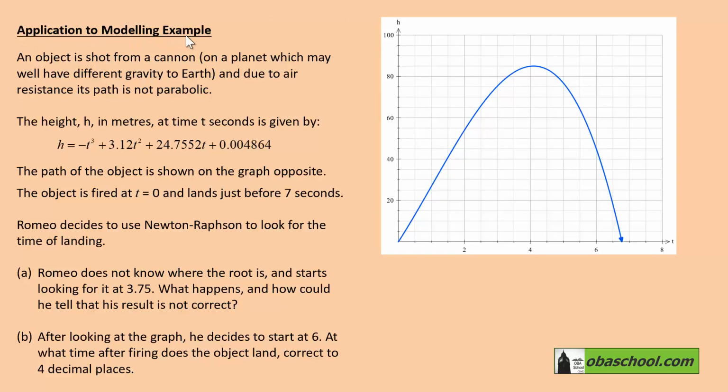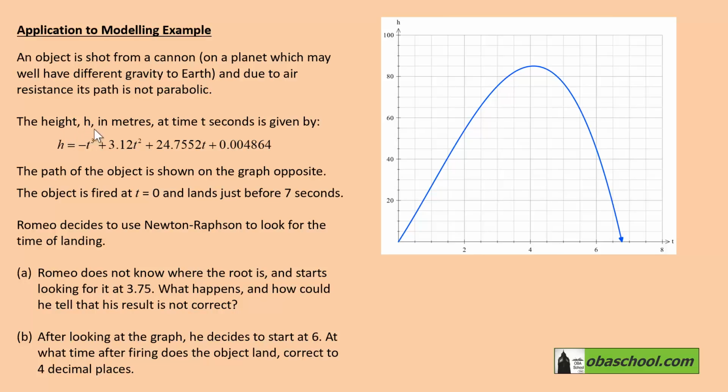Application to modelling example. An object is shot from a cannon on a planet which may well have a different gravity to Earth, in case anybody does any calculations with this function. And due to air resistance, its path is not parabolic, as we can see.